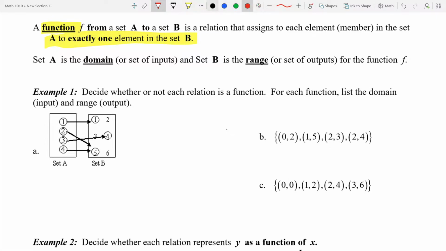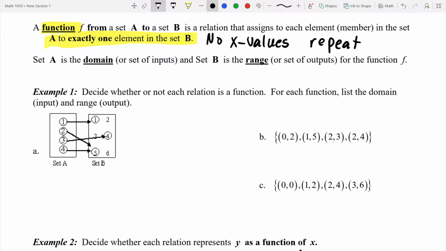Now the easiest way to say this is this, okay? No x values repeat. If the x's don't repeat, then it's a function. If they do repeat, then it's not a function, okay?